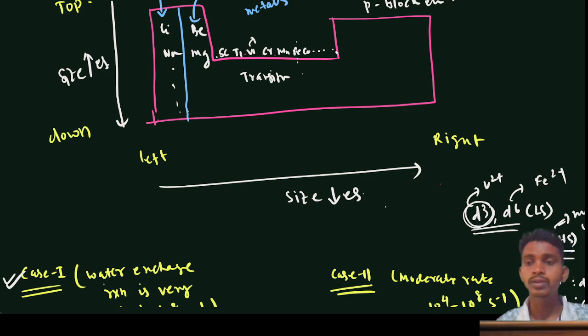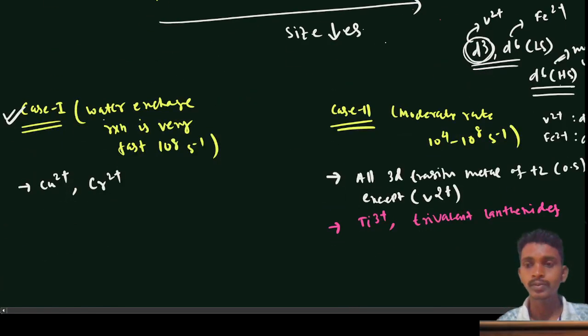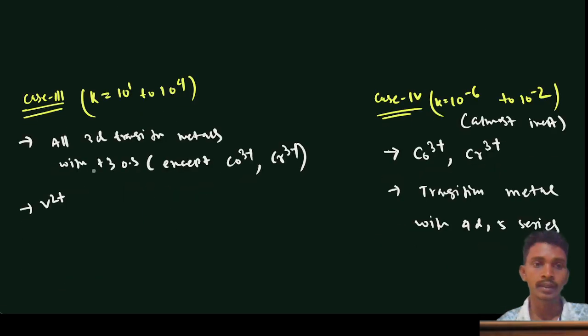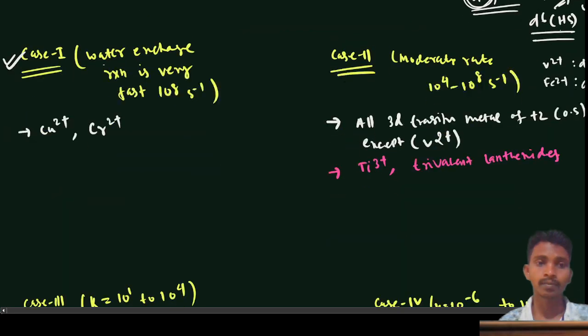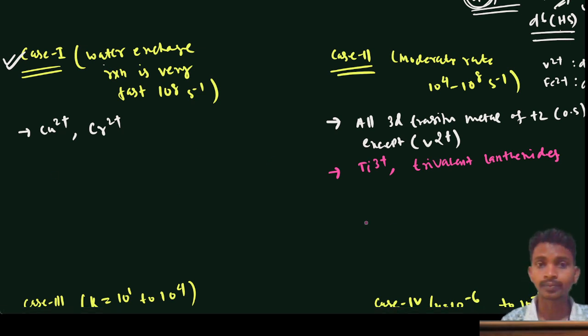That's why this vanadium will not fall in these groups, and it will fall in these three groups. Okay, so this is about the transition metal complexes. Now if you go for non-transition metal complexes, what was experimentally found is that non-transition metal complexes do fast water exchange reactions compared to the transition metal complexes.